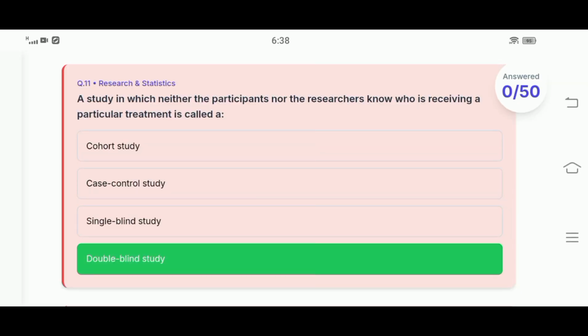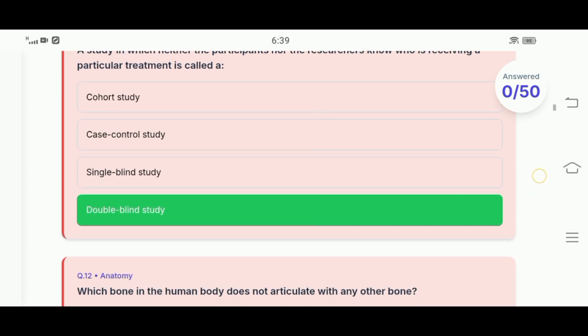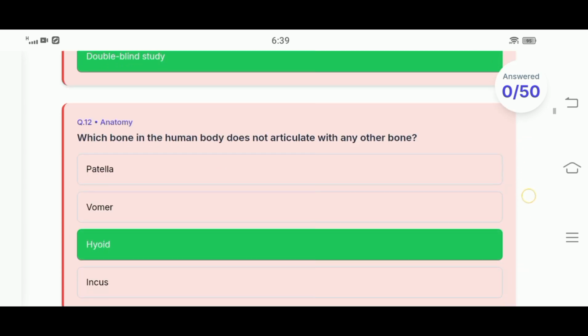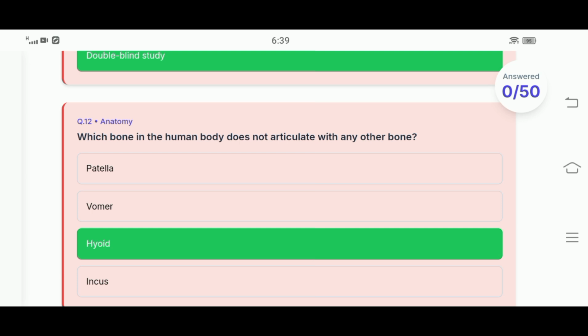Next, 11, research and statistics. A study in which neither the participants nor the researchers know who is receiving a particular treatment is called a: options are A. Cohort study, B. Case control study, C. Single blind study, and D. Double blind study. So the correct answer is D. Double blind study.